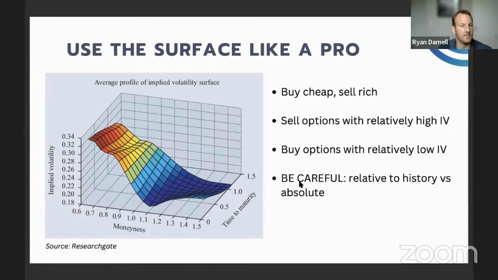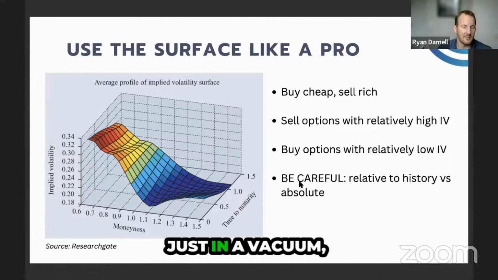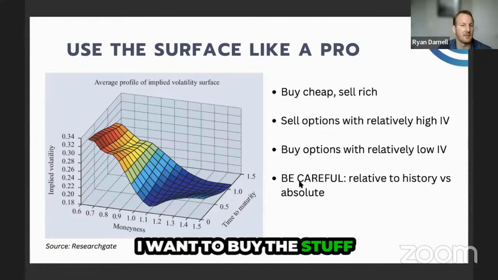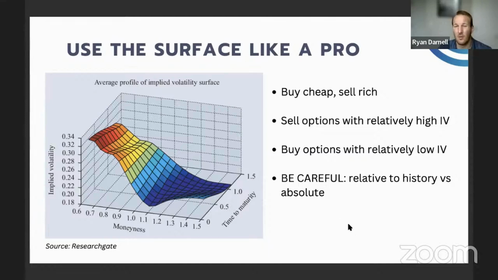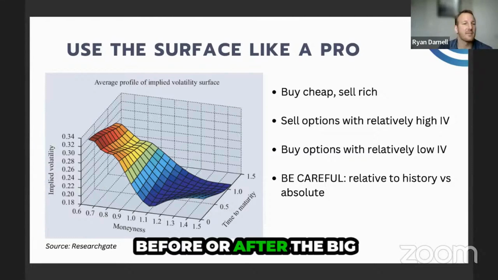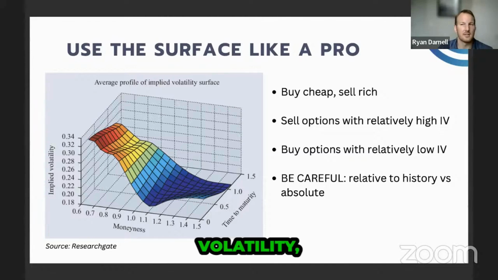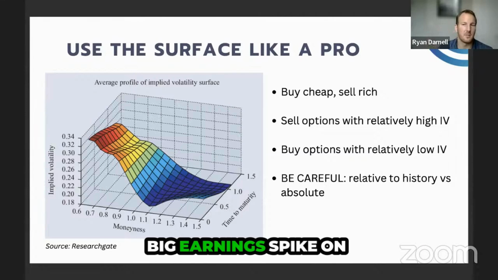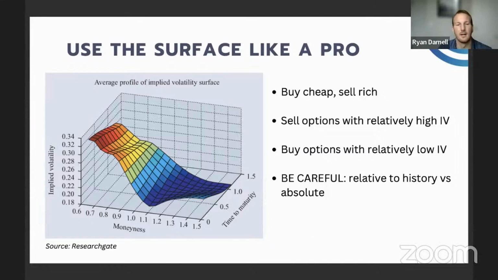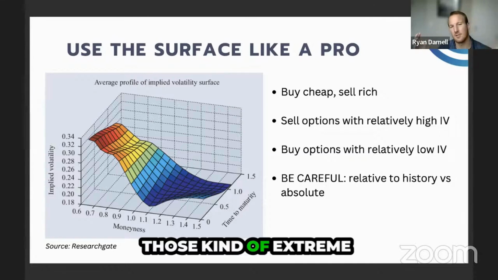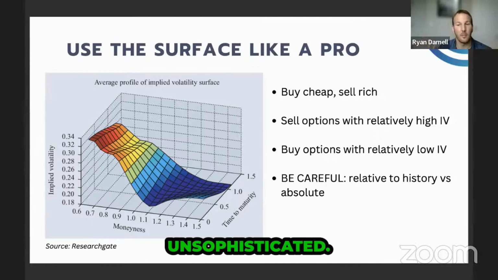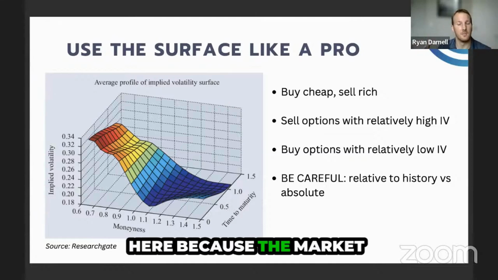And so, again, just in a vacuum, if we weren't being too sophisticated, we could just say, oh, well, I want to buy the stuff that's close to the money, maybe a little bit below the money. And I'll try to buy stuff before or after the big earnings spike that's cheaper. And if I'm going to sell volatility, I want to be selling volatility where NVIDIA had that big earnings spike, on that term structure. I'll sell it around earnings periods, and I'll sell the wings, those kind of extreme events, if you're just being unsophisticated.